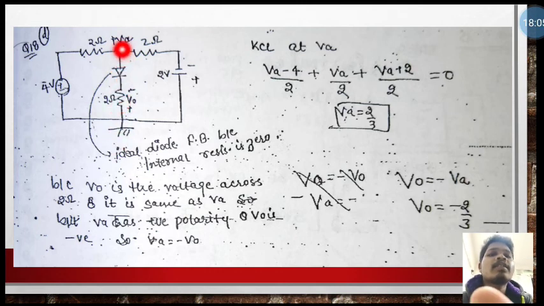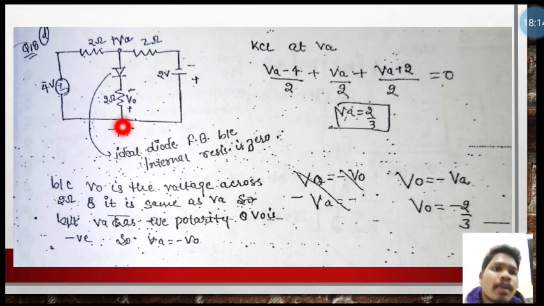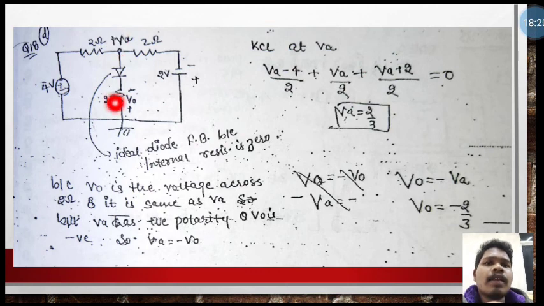So this is our node and this is our reference node, so the voltage across this node is equal to 0 by applying the node concept only. Okay, so (VA minus 4) divided by 2 plus VA divided by 2 plus (VA minus 2) divided by 2 is equal to 0. So after calculating this term we will get VA is equal to 2 divided by 3.